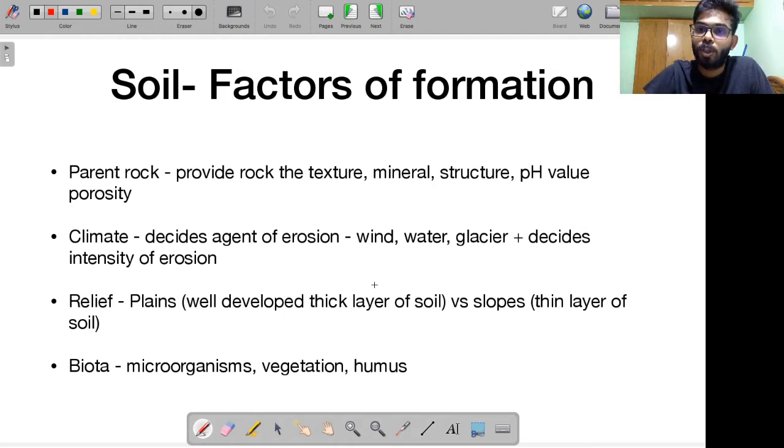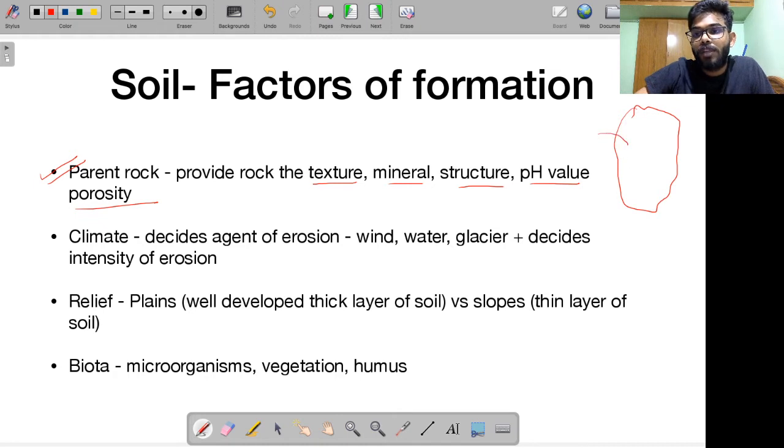We are going to talk about soil. So if you see soil around you, what are the various factors responsible for the formation of soil? You have parent rock, right? This provides the soil its texture, mineral, structure, pH value, porosity, etc. That means this is a rock. This is called the parent rock.